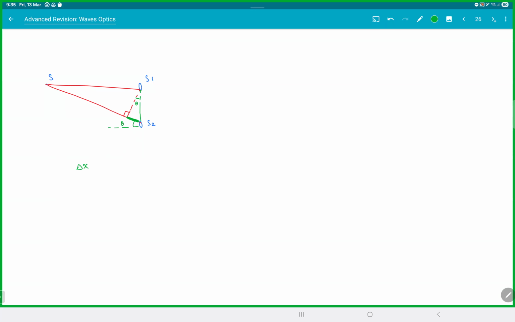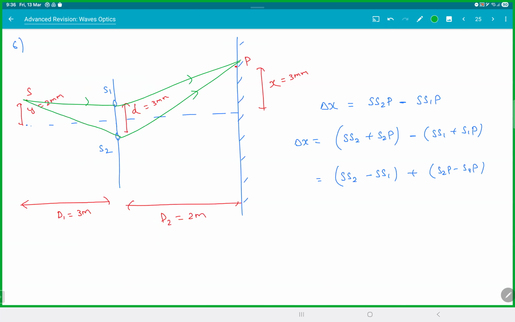So here the path difference S2S minus S1S will be d sin theta. Since x is small, for small angles, d sin theta can be written as d tan theta. And this will be nothing but dy by capital D1. Make sense?